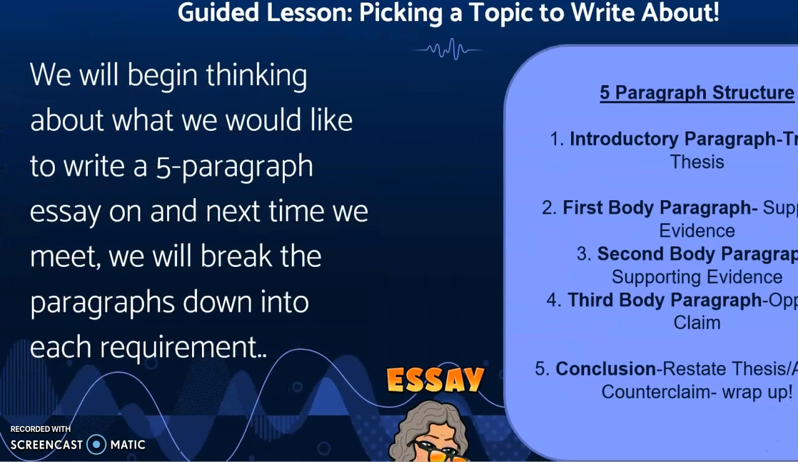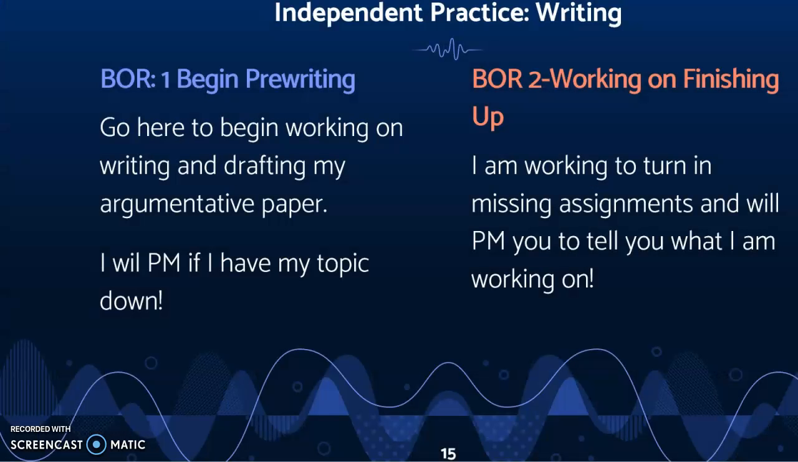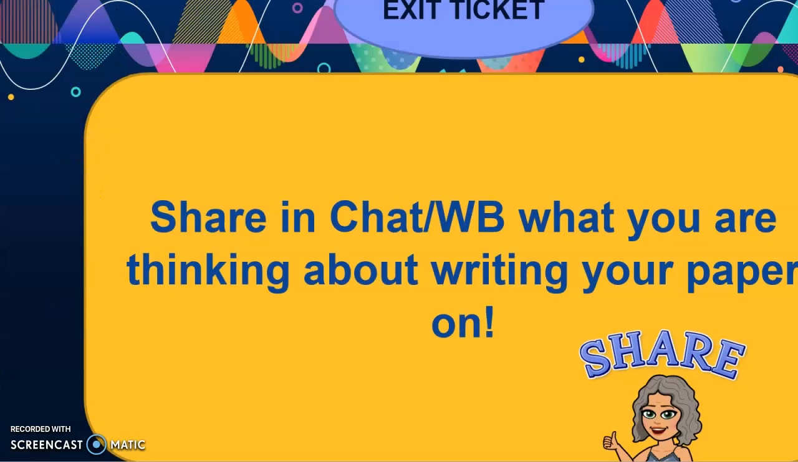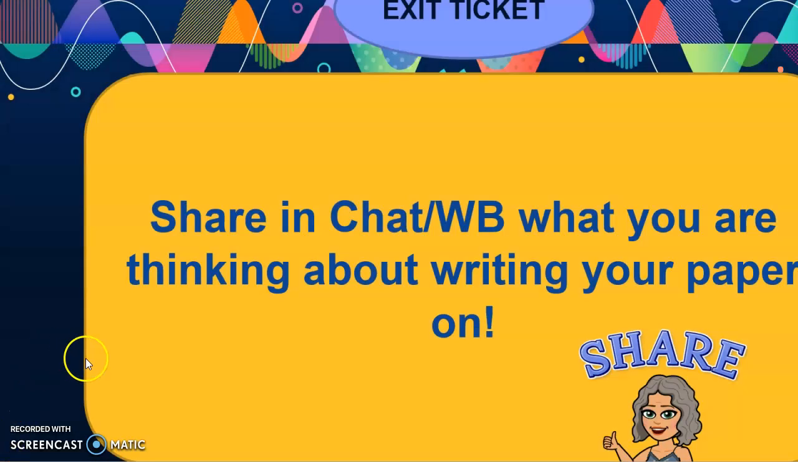So basically today we're just talking about what the topics could be. I gave everyone that link in the chat. We're trying to steer away from politics and sexuality, but this website gives you some great additional ideas and topics. And that's really all we're trying to do. I'm trying to make sure everybody is able to identify what they're going to be writing about. And so next week, we're definitely going to start writing that paper together in class as well.